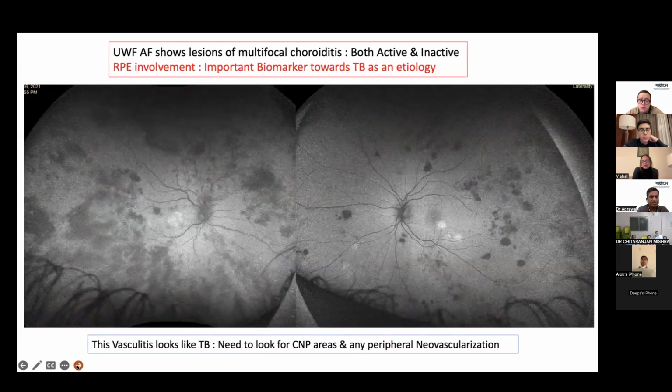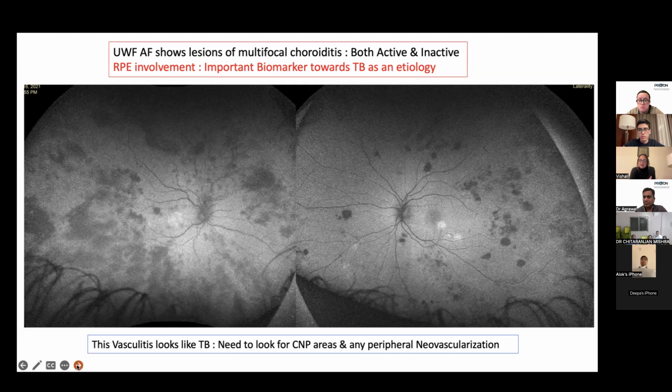Just get the fundus autofluorescence. Now, this ultra-wide field autofluorescence shows lesions which are multiple at the level of the RPE as well as the choroid level. They are both active as well as inactive. Now, the RPE involvement per se is a very important biomarker that the disease I'm dealing with is TB and not sarcoid.